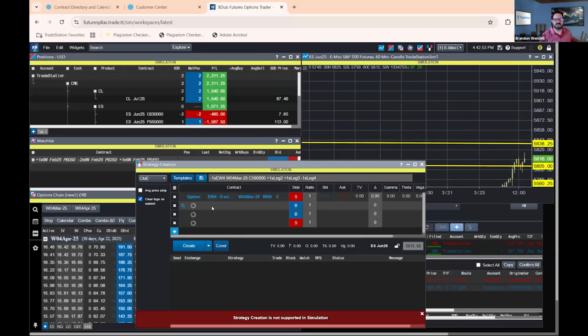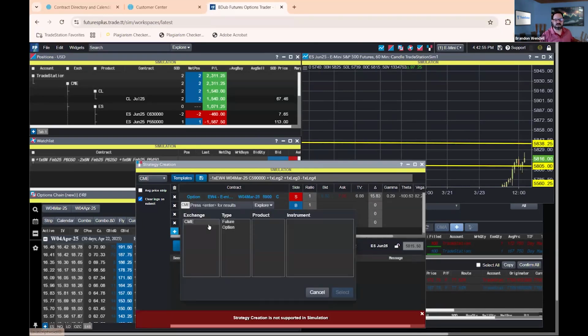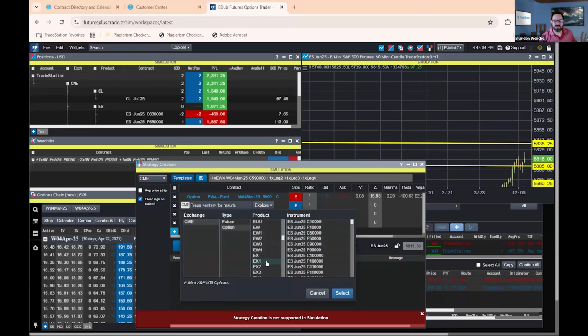Well, I need to buy the option above. So I click on this. Let's see, we'll do option ES. Oops, right here. ES. And it's the EW4. There we are. March 2025. And I just decide how much risk am I willing to take. Let's say I want to do, I don't know, a 5-point spread. So I did 5,900, I'll do 5,905.